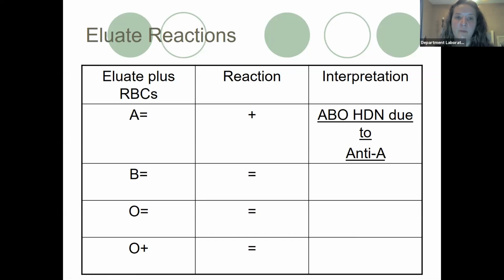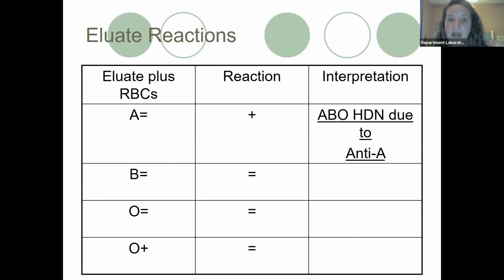And so here are some examples of expected eluate reactions, okay? So we've done the DAT on the baby. It was positive. We performed the eluate, freeze eluate. We ran it with our panel of cells, including A negative, B negative, O negative, and O positive, okay? So if you get a positive reaction with the A cells, then it is hemolytic disease of the newborn due to mom's anti-A coating baby's A cells. Okay, does that make sense?